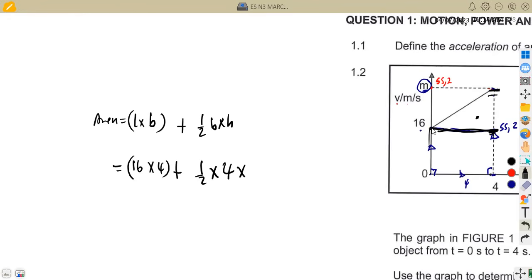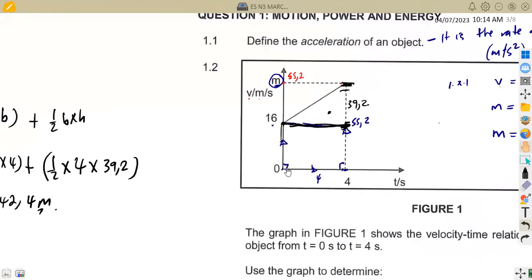So since this is 16, from this point up to this point, you subtract 55,2 minus the 16. If you subtract, this is going to give you 39,2. This point here, from this point to this point, is going to be 39,2. So you multiply by 39,2. So that is what you're going to have. Still, you obtain the same value, which is 142,4 meters.